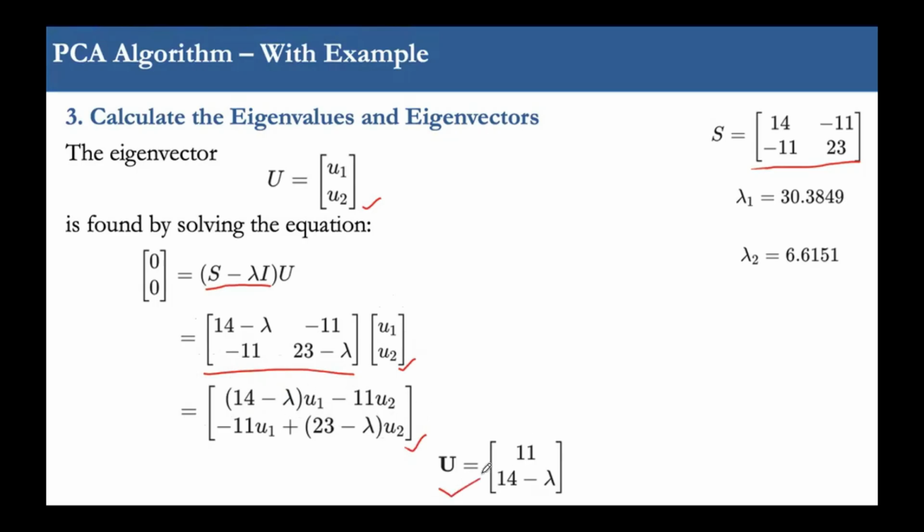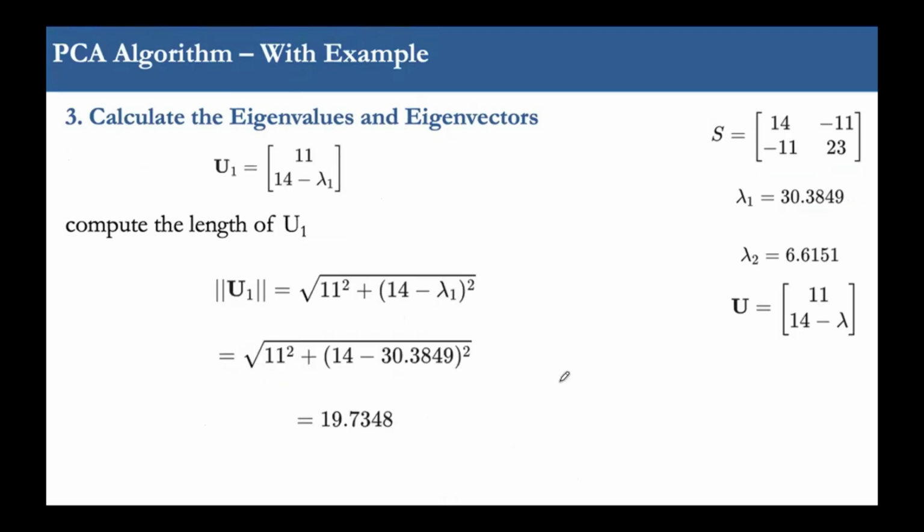So the eigenvector we get is u is equal to 11, 14 minus lambda. We can substitute the lambda value here. Which lambda value will we substitute? We will substitute the highest lambda value. So first we substitute the highest lambda value, lambda 1. Now u1 will be 11, 14 minus lambda 1, where lambda 1 is 30.3849.